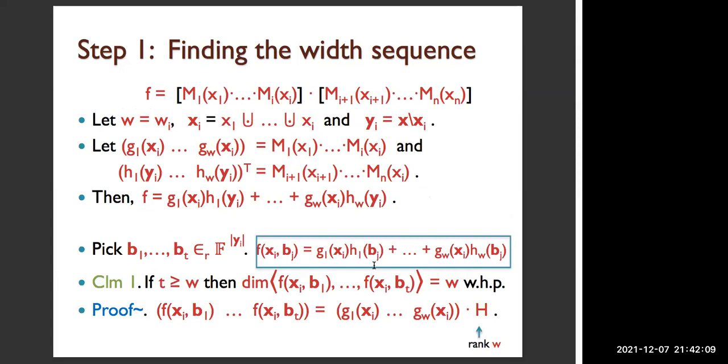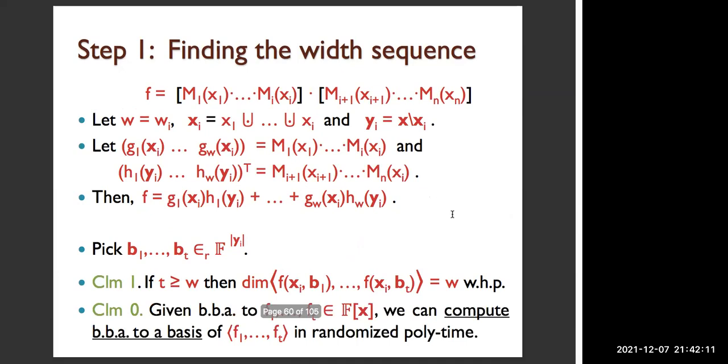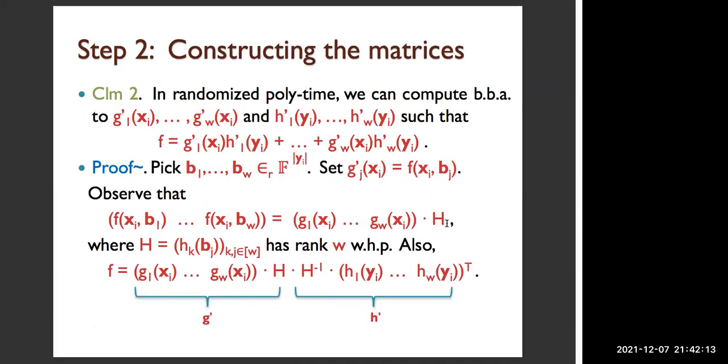This is a full rank matrix. Why? Because you've chosen the B's randomly. And this we just saw a few slides back. So now I'm suggesting that you call this your left hand side here.